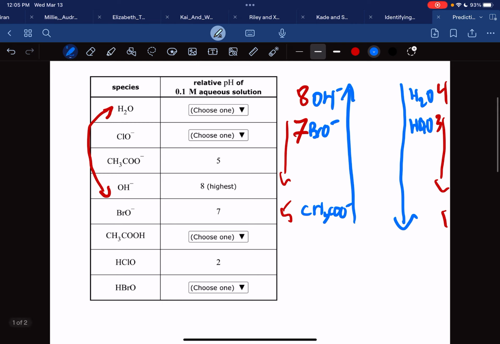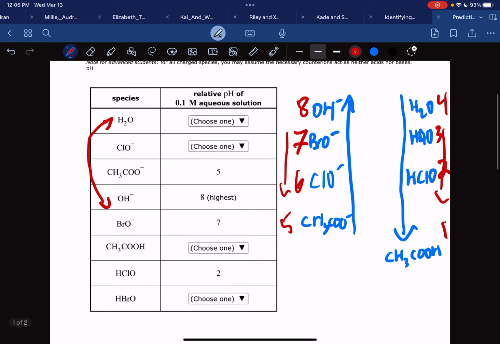And by default, that means its conjugate acid has to be the strongest acid. So over here, I didn't leave very much room for it, but we're going to have to put our CH3COOH. So the only thing left in between is our ClO minus. Since we have 1, 3, 4, and 8, 7, 5, that ends up being our middle 6 right here, and its conjugate over here, HClO, is going to end up being our 2.